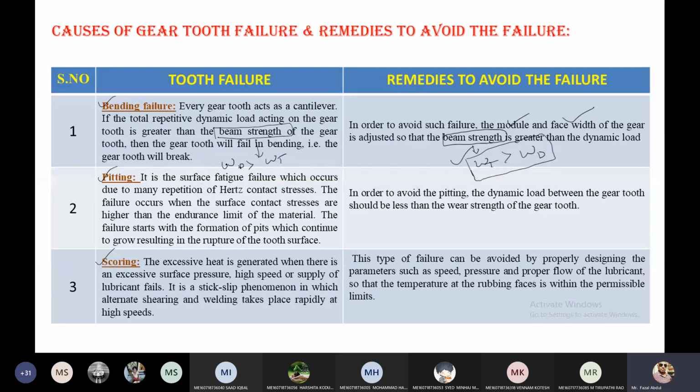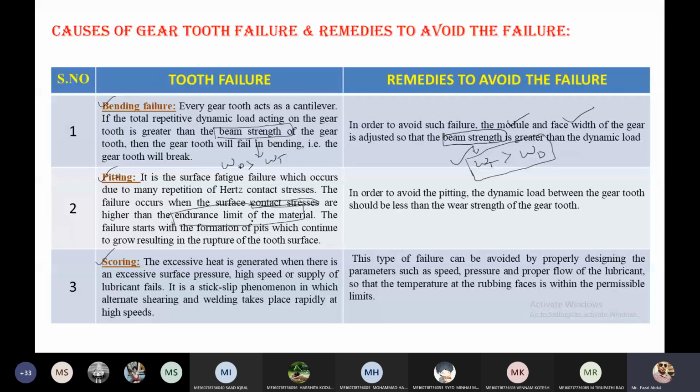Pitting occurs because of continuous action, as continuous load is applied on the teeth. Pitting is a surface fatigue failure which occurs due to many repetitions of contact stresses. Because of continuous application, such kind of failure occurs. The failure occurs when the surface contact stresses are higher than the endurance limit of the material.